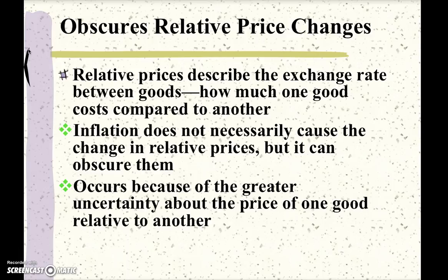And it says here that relative prices describe the exchange rate between goods, how much one good costs compared to another. It says here that inflation does not necessarily cause the change in relative prices, but it can obscure them. And it occurs because of the greater uncertainty about the price of one good relative to another.